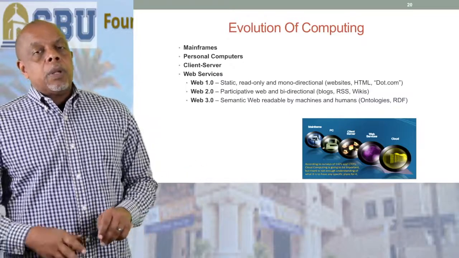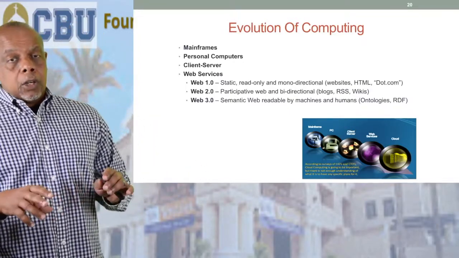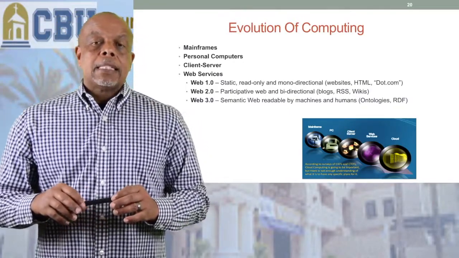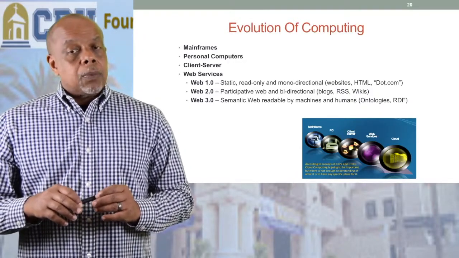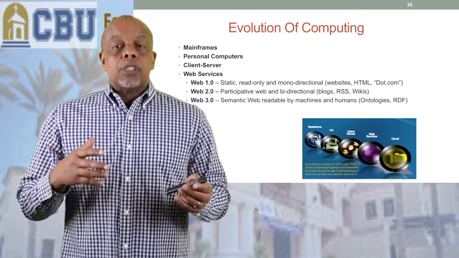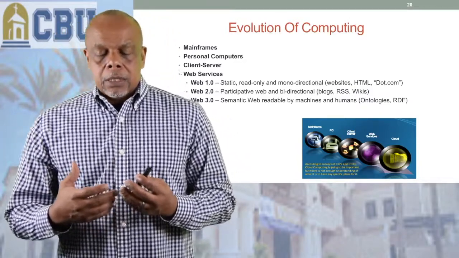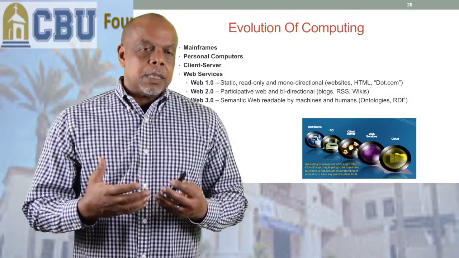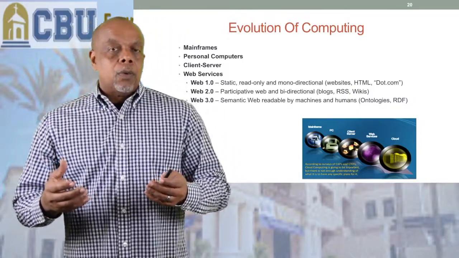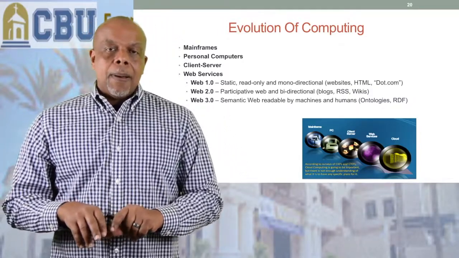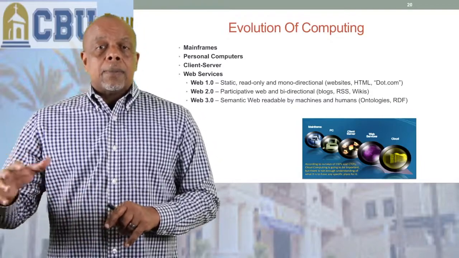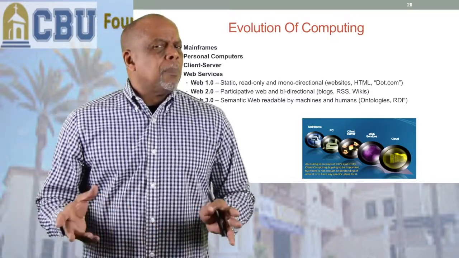Now we are probably where we are in Web 3.0, which is called the semantic web. The semantic web is readable by machines and humans, and that's based on ontologies. To look at how the semantic web comes together, think about buying a bicycle on the internet, and you go to Amazon, or you just go look at it, you don't even have to buy it.